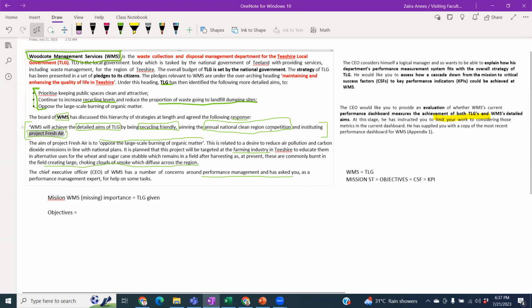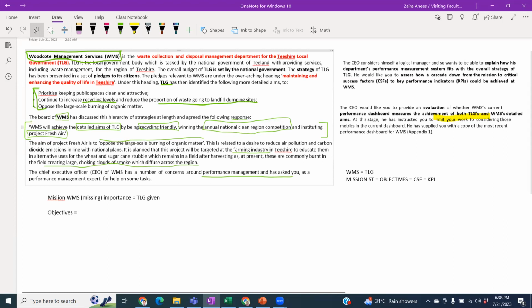So see, the difference between a mission statement and objectives is that a mission statement defines very generalized terms, like maintaining and enhancing the quality of life in TSHI. And for that, we can do multiple things, right? This is not a generalized statement. This is a very specific statement where we are saying that we want to be recycle friendly, winning the annual national clean region competition and instituting project fresh air. So this is actually trying to connect with someone.